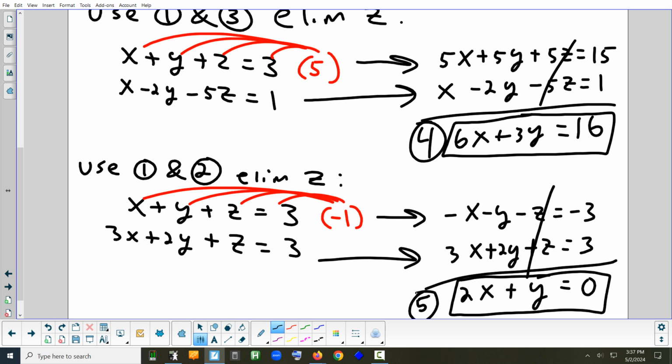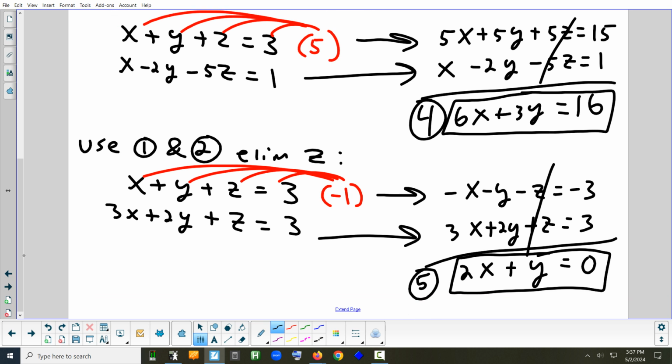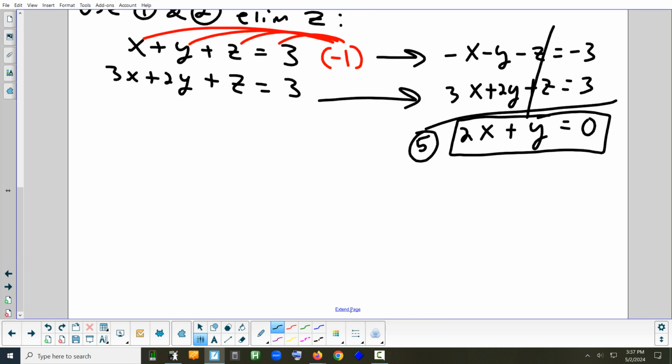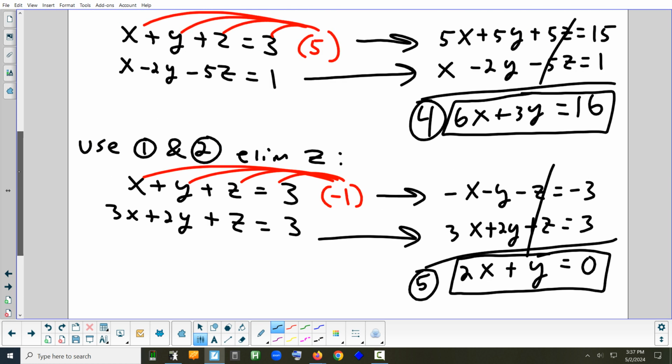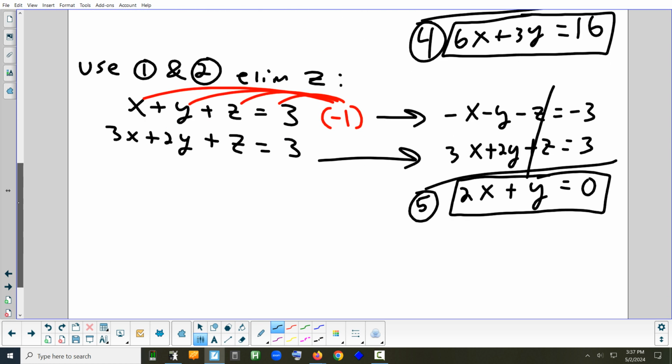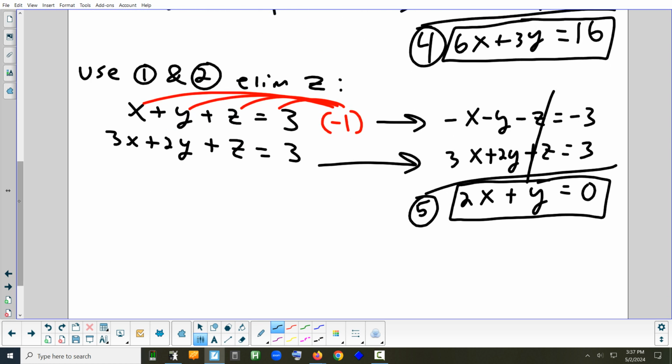Wait, how can we still use it? Isn't it like a no solution? No, not necessarily. When would it become a no solution? We wouldn't know that until all the variables cancel out all of a sudden. All right, so now we've got to use 4 and 5.